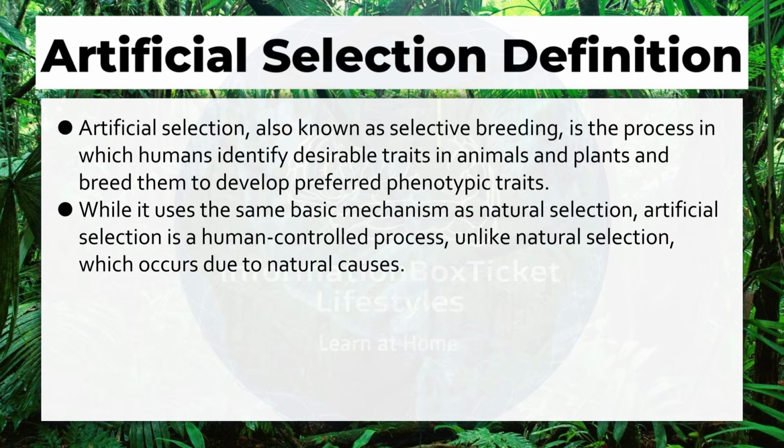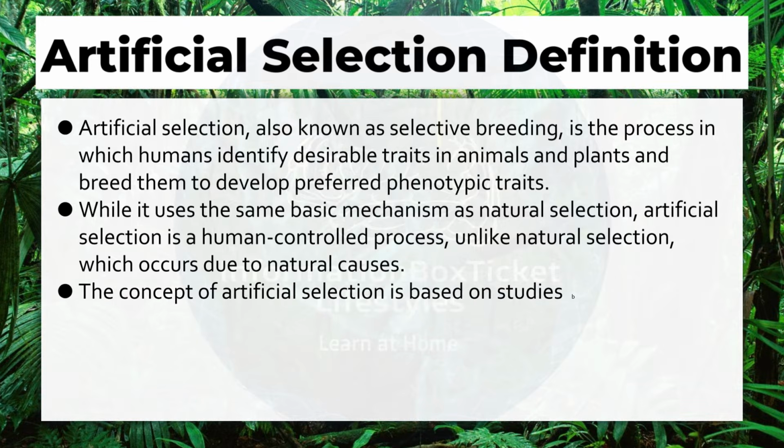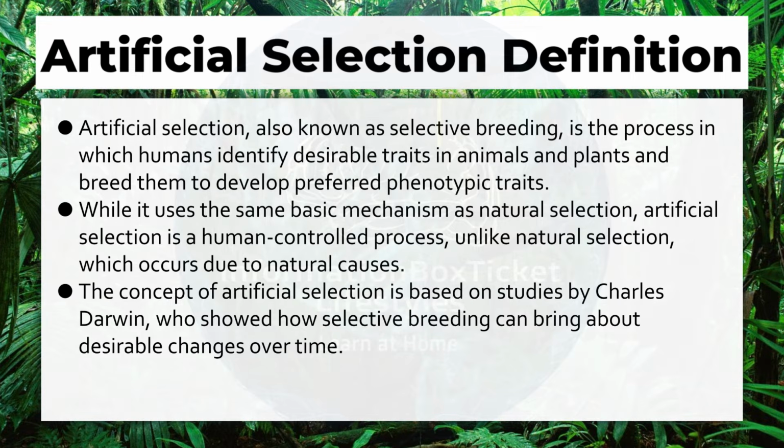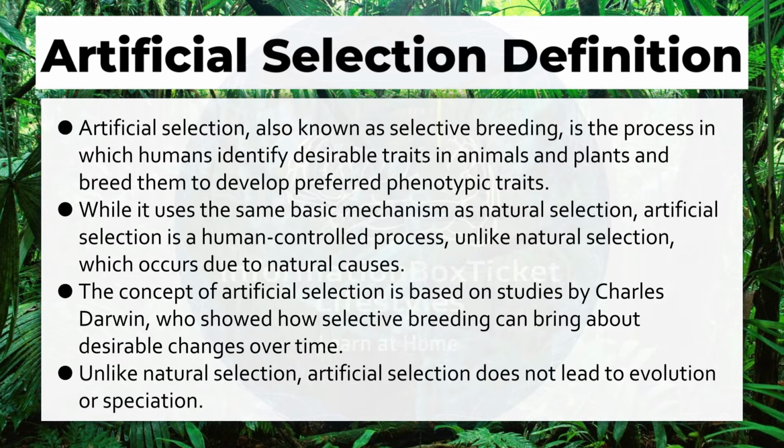While it uses the same basic mechanism as natural selection, artificial selection is a human-controlled process, unlike natural selection, which occurs due to natural causes. The concept of artificial selection is based on studies by Charles Darwin, who showed how selective breeding can bring about desirable changes over time. Unlike natural selection, artificial selection does not lead to evolution or speciation.